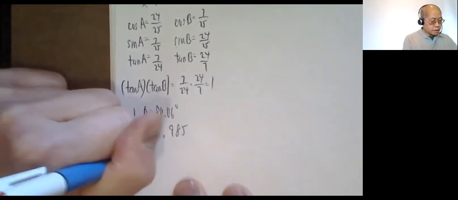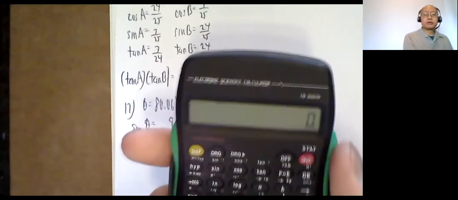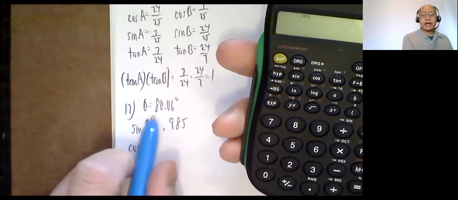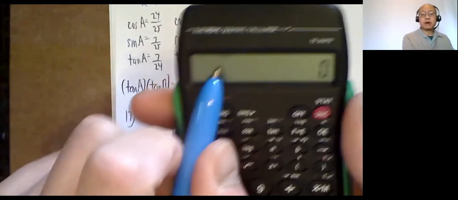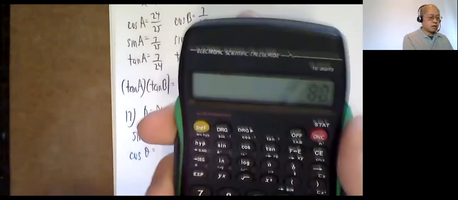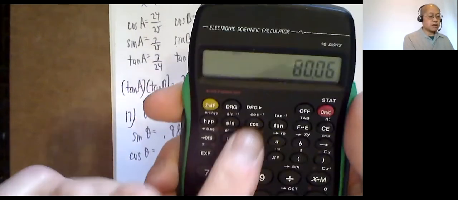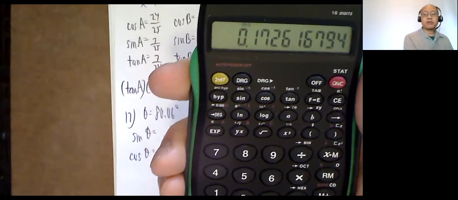Cosine of 80.06, I'll show it to you on this calculator. Again, for those of you with a regular scientific calculator, you have to go backwards. So you folks have to hit 80.06 and then hit the cosine button, and double check I'm in degree mode. So 80.06 and then hit cosine. 0.1726, rounded off to 0.173.